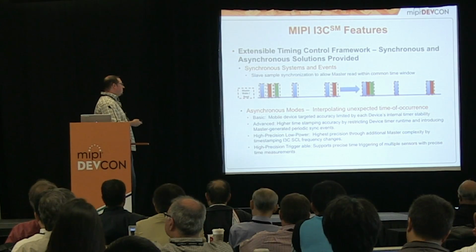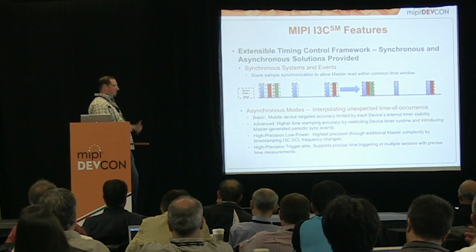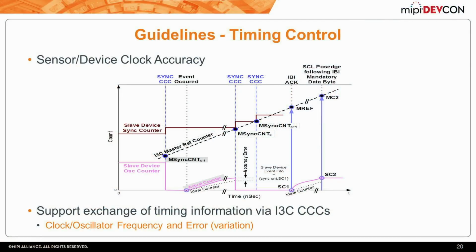So we put these here for the industry to use and leverage, and we look forward to seeing how they are adopted. Some guidelines there, and I apologize for going quickly here: sensor device and clock accuracy is really going to impact how well the master can keep time in these modes. When an event occurs, the sensor itself is going to have a counter, and its accuracy is going to be dictated by its internal oscillator and clocking capabilities. There will be drift and jitter.